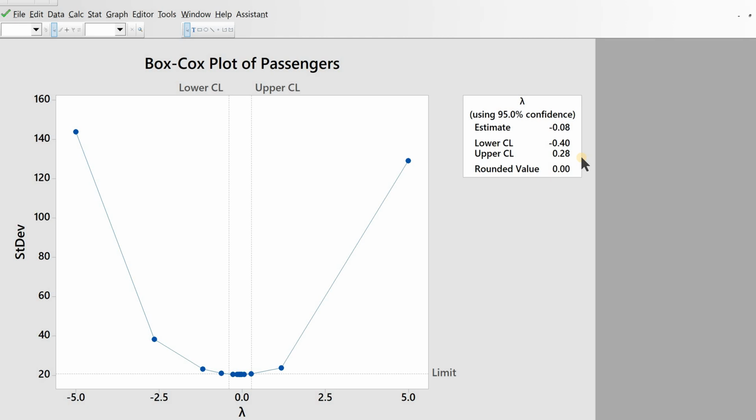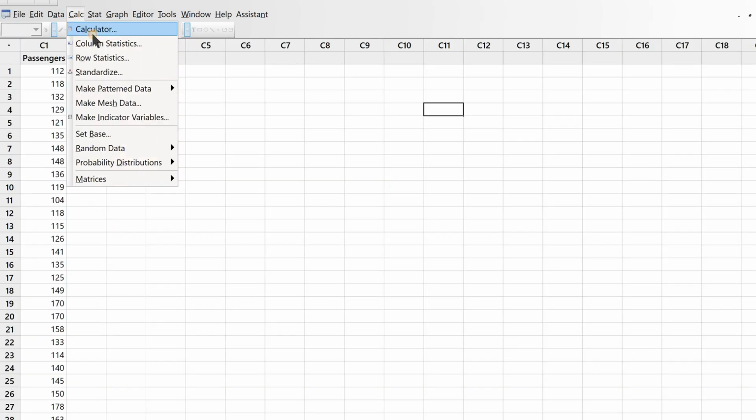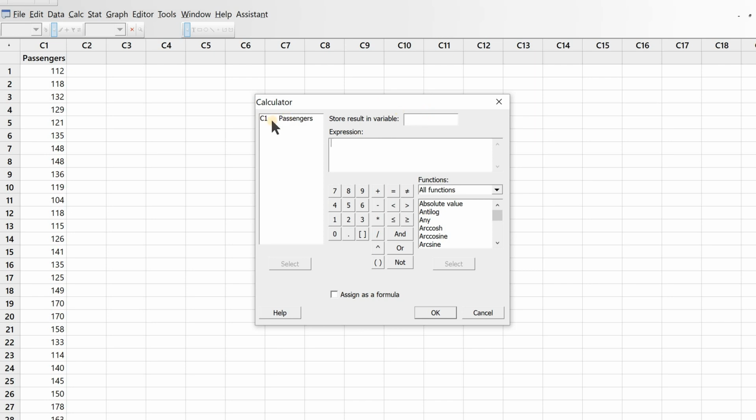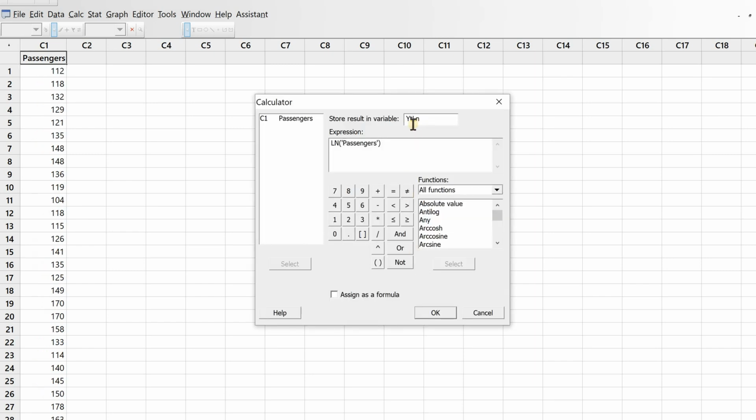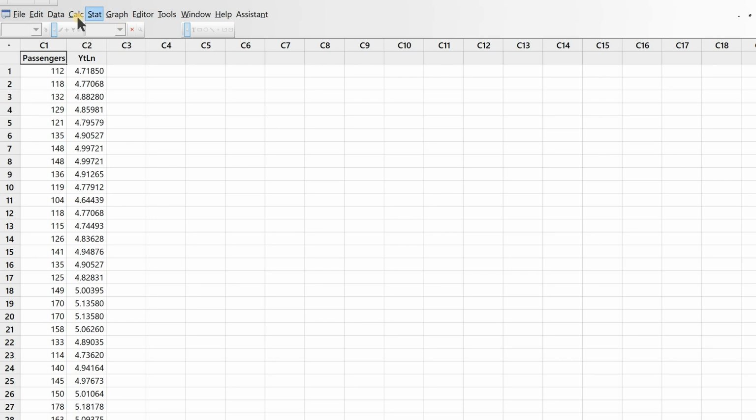So we need to transform the data by using the lambda, but now the lambda is 0. We know that for an estimated lambda of 0, we use the log transformation. So we use this calculator. We insert the variable here, take the log, insert the variable, and click OK. I put here Yt log, where Yt refers to the passenger data. So this is the log data.